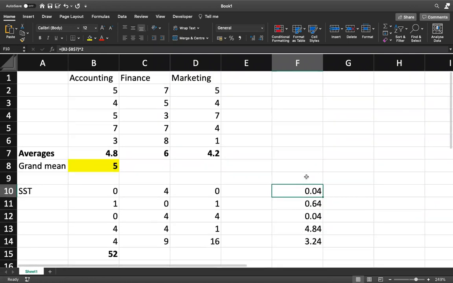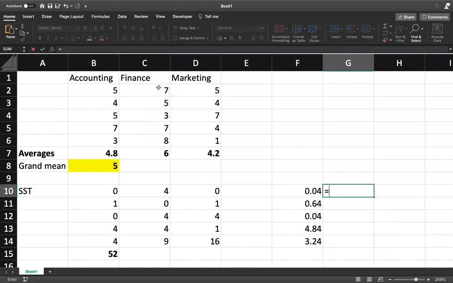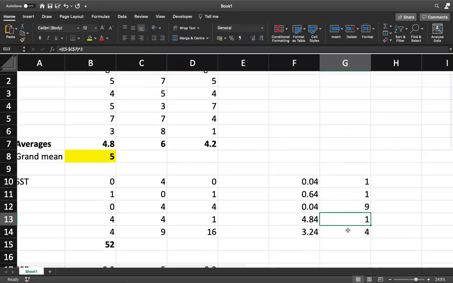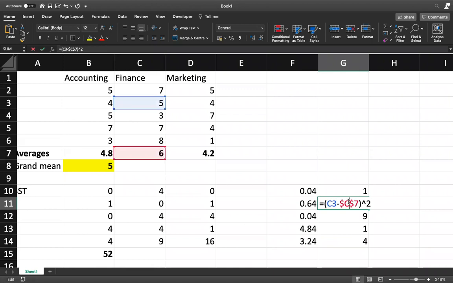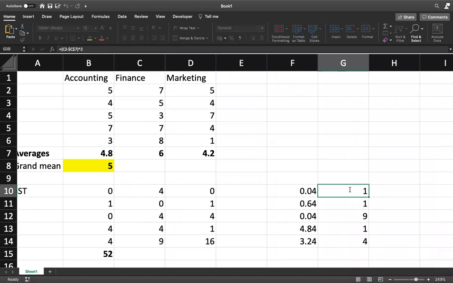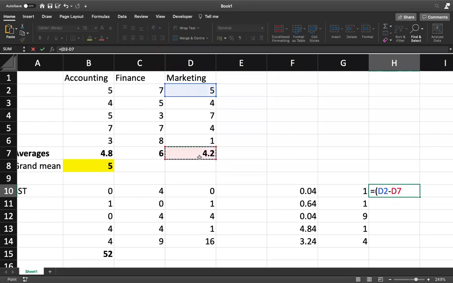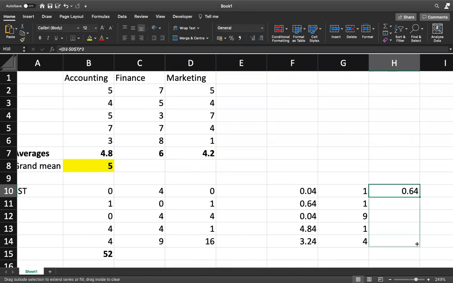And then let's go to finance. So 7 minus 6, so this minus that, right? And you raise it to the power 2. So each item will be taken from its group mean, isn't it? Yes. Marketing: 5 minus 4.2, all squared. So we have that.